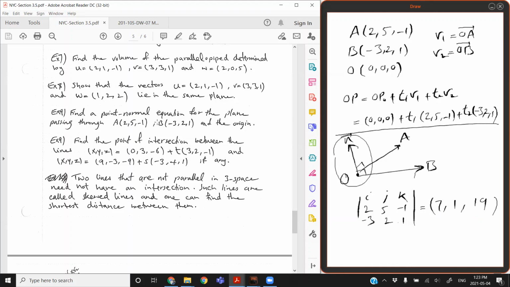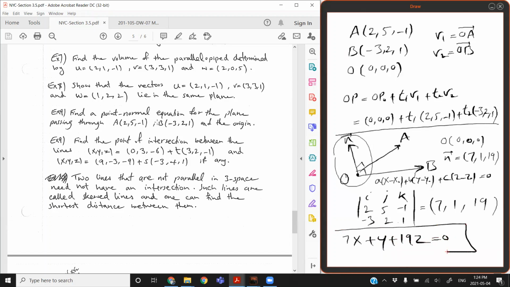So the equation is going to have this form. Let's just use O, (0, 0, 0), and the normal vector is going to be the vector (7, 1, 19). And I'm going to plug in the values into the formula: a times (x minus x0) plus b times (y minus y0) plus c times (z minus z0) equals 0. And if I do so, since p0 is the origin, I get 7x plus y plus 19z is equal to 0.